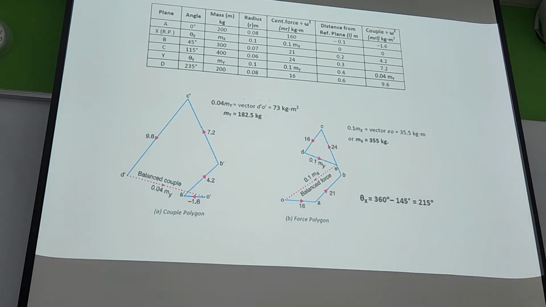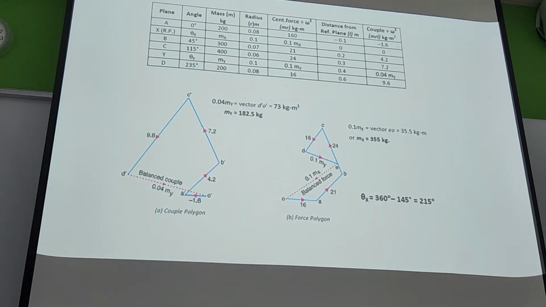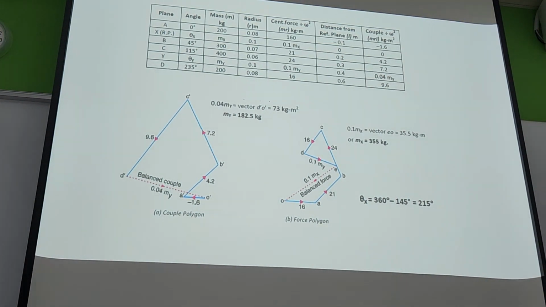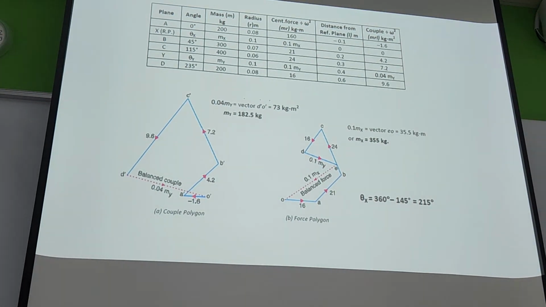The last column is M into R into L, so M, R, L. We have the MR column, so multiply with the L column and write the M, R, L column. So you need to prepare the table first. Then first we are drawing the MRL polygon. MRL polygon means what is the data? You can see the last column, so focus on the last column.